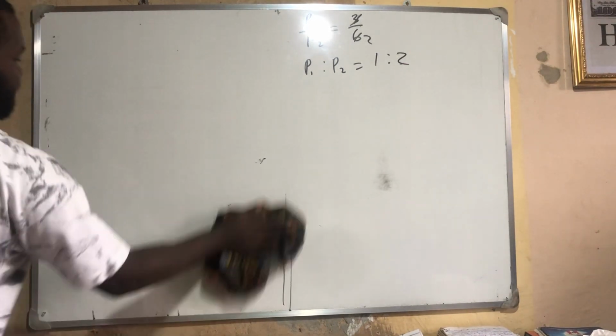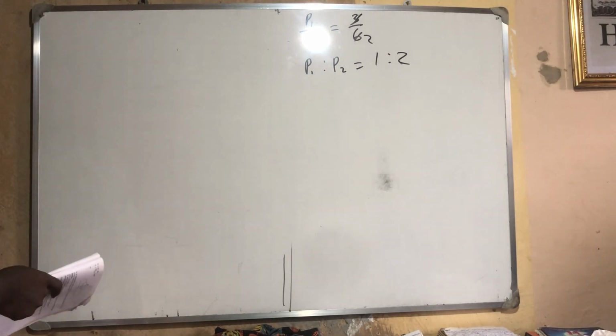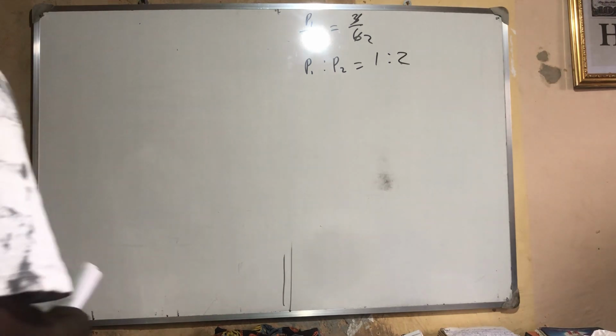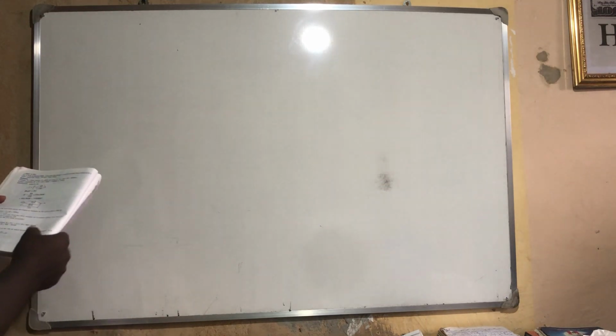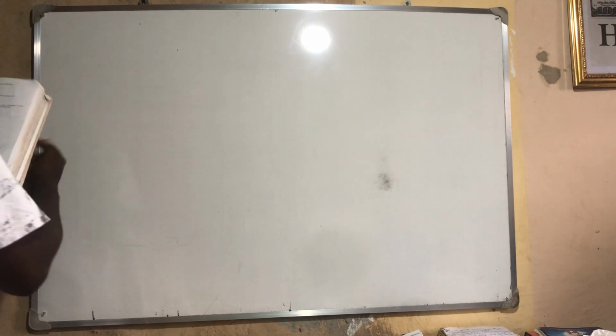Why do we use that? Because don't forget that the potential difference across them is the same. So that formula is used only for parallel resistors. The resistors must be in parallel before you can use that formula. Another question, which I think is the last question I'm going to solve for power.